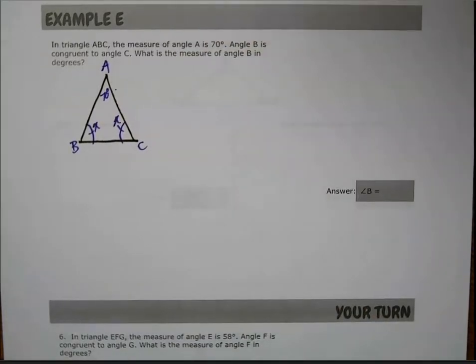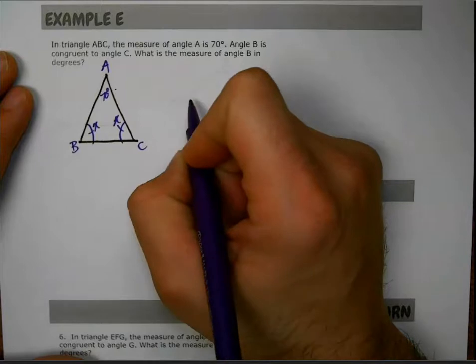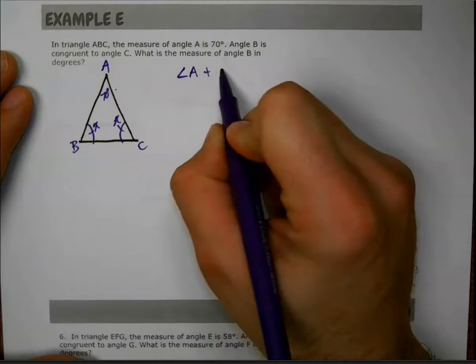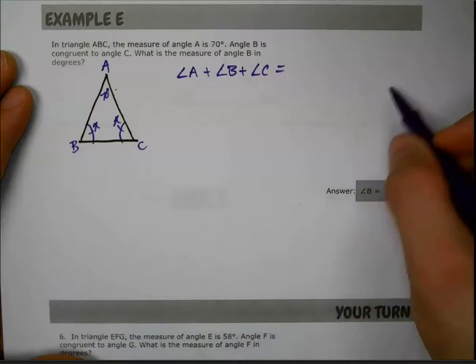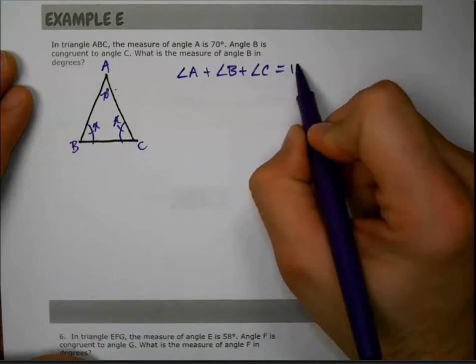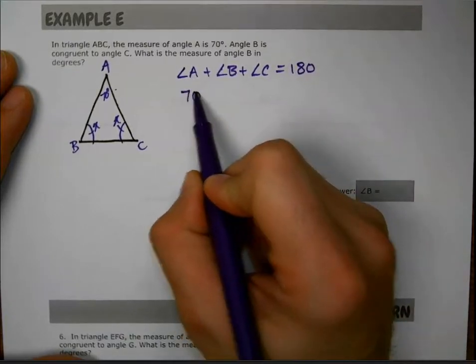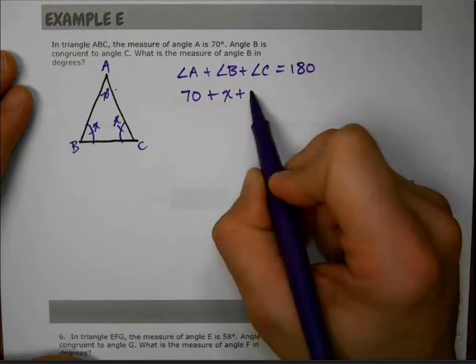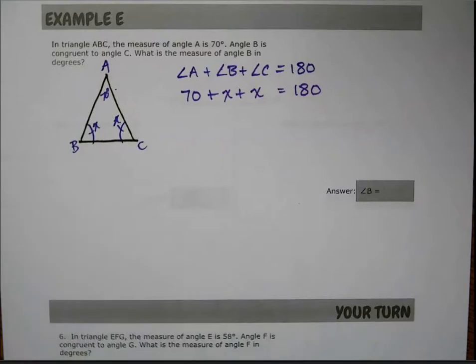Okay, and like I always do, I'm going to make my equation. This time, instead of angle 1, 2, and 3, I'm just going to name them with these letters. Angle A plus angle B plus angle C, always, with every triangle, whenever you add them up, always equals 180 degrees. Angle A, I know, is 70, plus angle B is X, and angle C is also X. That equals 180 degrees.